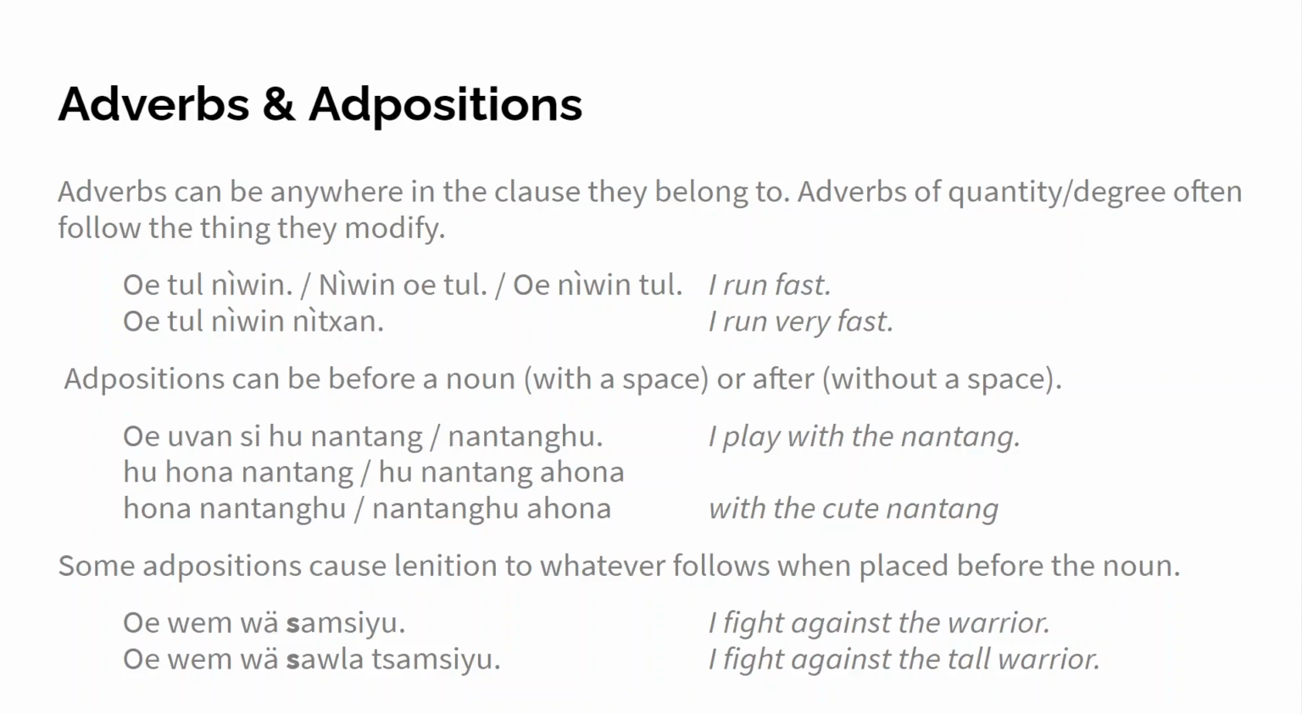But if we would have the we behind the tsamsiu, so tsamsiu we, then the following word would not be lenited. It only happens if the adposition is in front of the noun. You can learn about adverbs in part 10 and about adpositions in part 9.